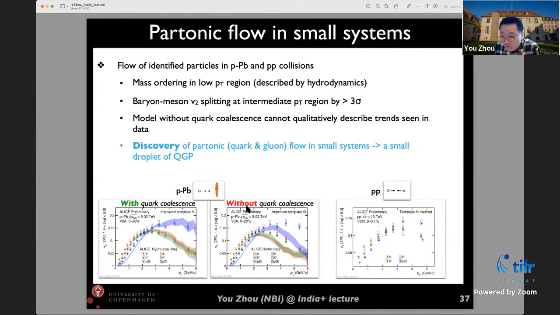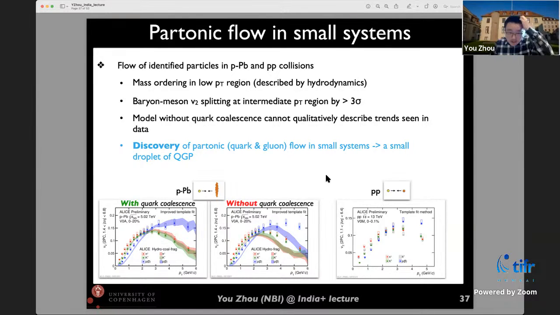And if you switch off the contribution from quark coalescence, if you only have hydro plus fragmentation, you will find that if you go to pT above 3 GeV or 4 GeV, the model will significantly underestimate the data and cannot describe proton v2 or pion and kaon v2. This further confirms that we need the quark coalescence mechanism to describe the LHC data in small collision systems, and therefore helps us to believe that there's a discovery of partonic activity in small collision systems at the LHC. And this is one of the highlights from ALICE back at Quark Matter 2022.